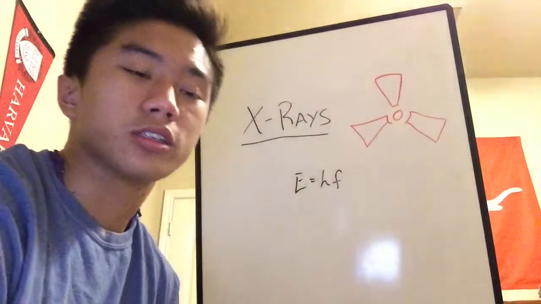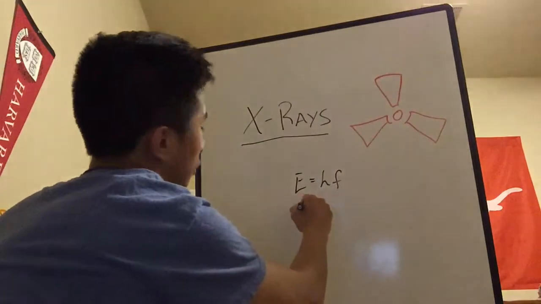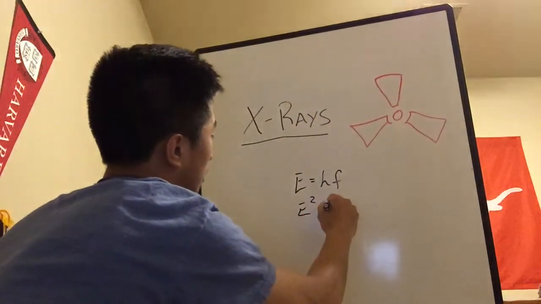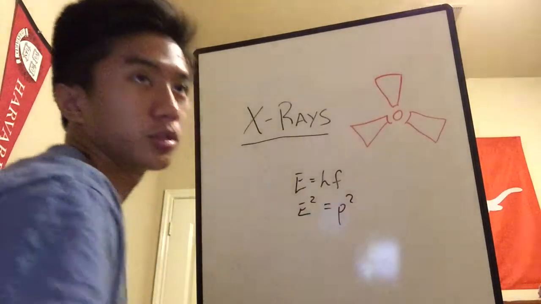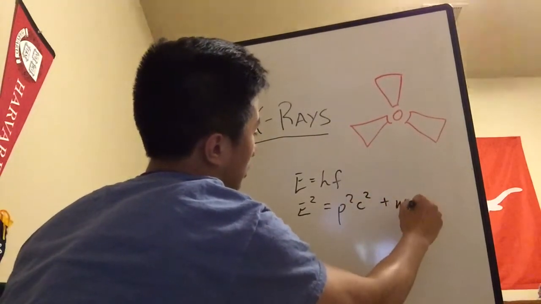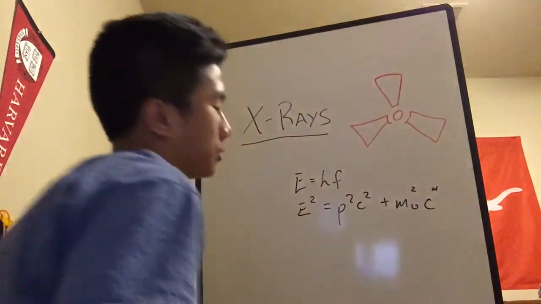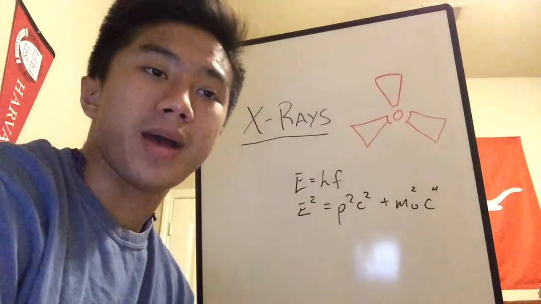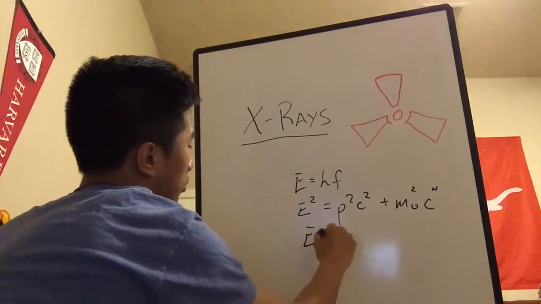And then Albert Einstein discovered that energy and momentum are related. The equation: energy squared is equal to momentum squared times the speed of light squared plus mass squared times the speed of light to the fourth power. And then since photons are massless, this equation reduces to E equals PC.